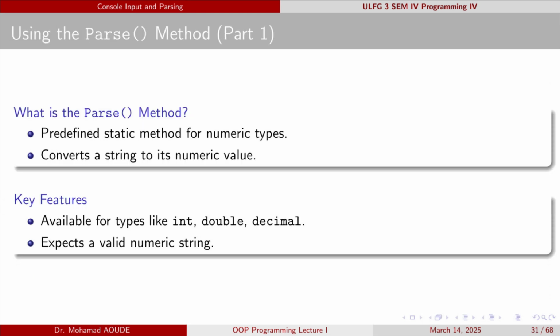In real programs, users often input text, but we need to work with numbers. That's where the Parse method comes in. Parse is a predefined static method available for numeric types like int, double, and decimal. It takes a string that represents a number and converts it into its actual numeric form. For example, if the user types 25, then int.Parse("25") gives you the integer value 25, ready for calculations. This conversion is critical for processing user input safely and correctly.